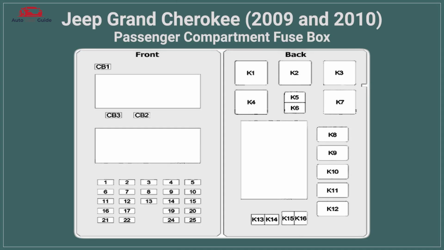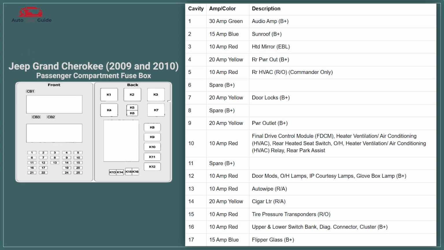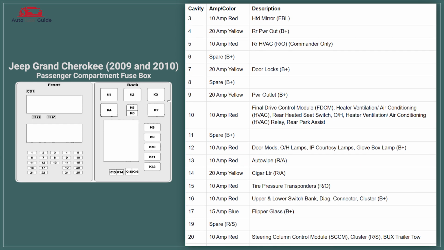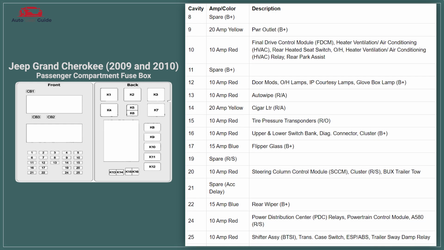The passenger compartment fuse box in the 2009 and 2010 Jeep Grand Cherokee protects and powers interior components such as the dashboard electronics, power windows, door locks, and interior lighting.